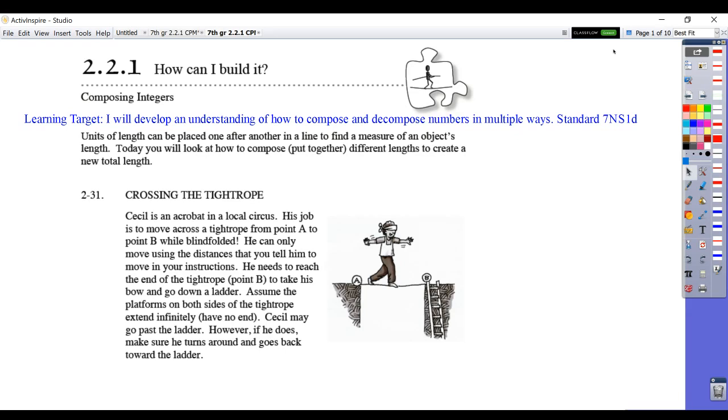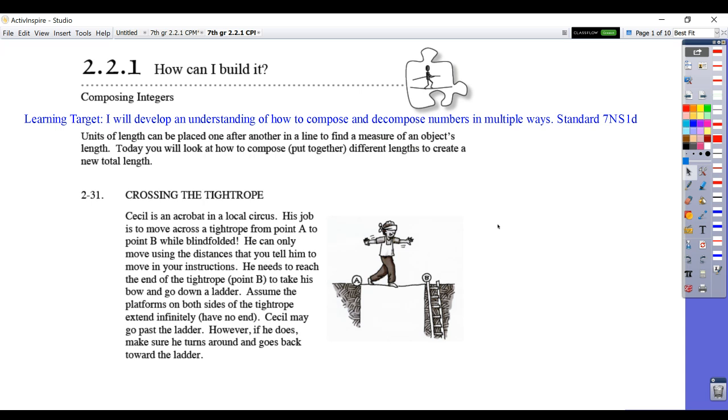This video is to help you with section 2.2.1 on composing integers. Remember, integers are whole numbers that are both positive and negative and also include 0. So the idea today is that we're going to develop an understanding of how to compose and decompose numbers in multiple ways. So for 231, it says Cecil is an acrobat in a local circus.